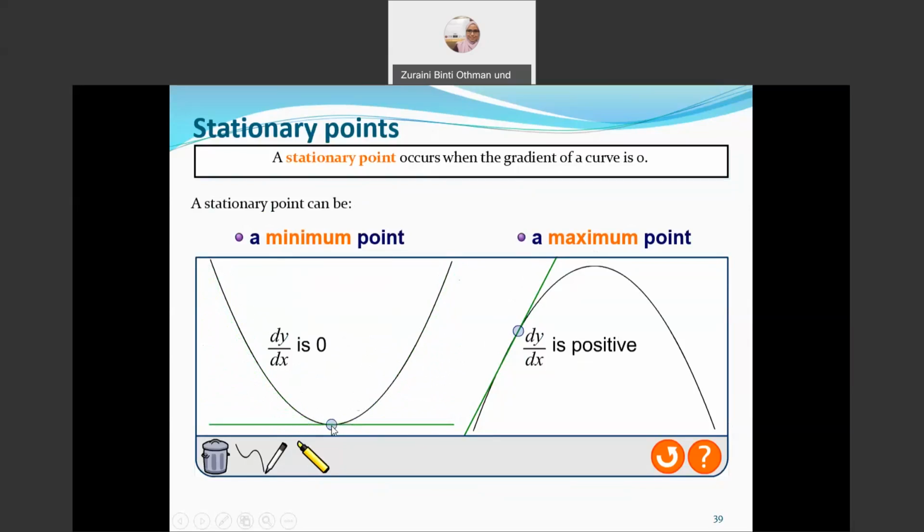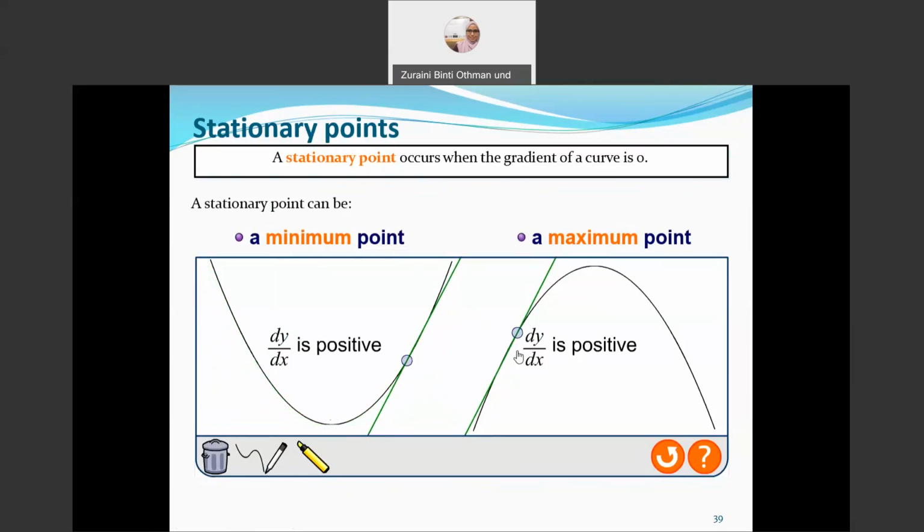Okay, this is what we call minimum point, which is from negative punya value, then 0, then we found positive. Okay, so daripada menurun, then satu titik minimum dia menaik semula. That is what we call a minimum point.